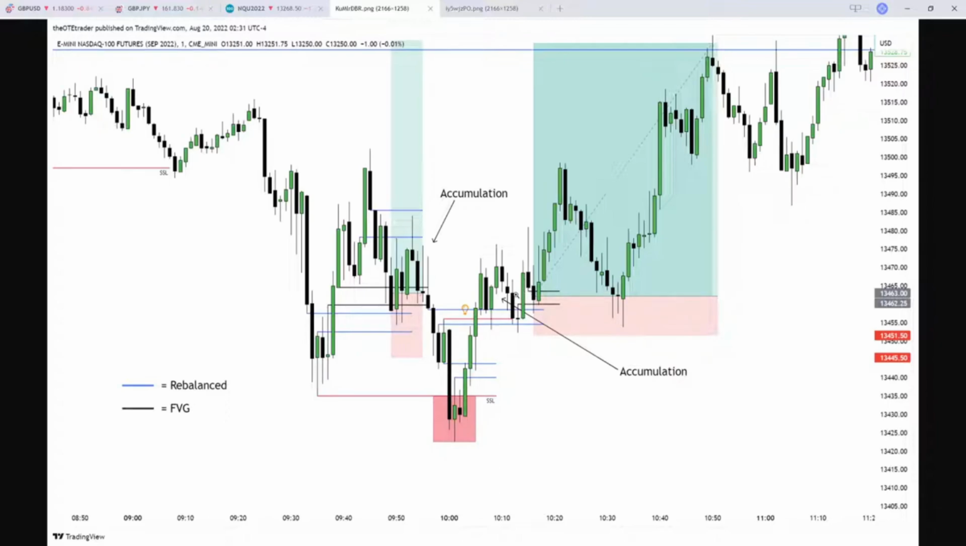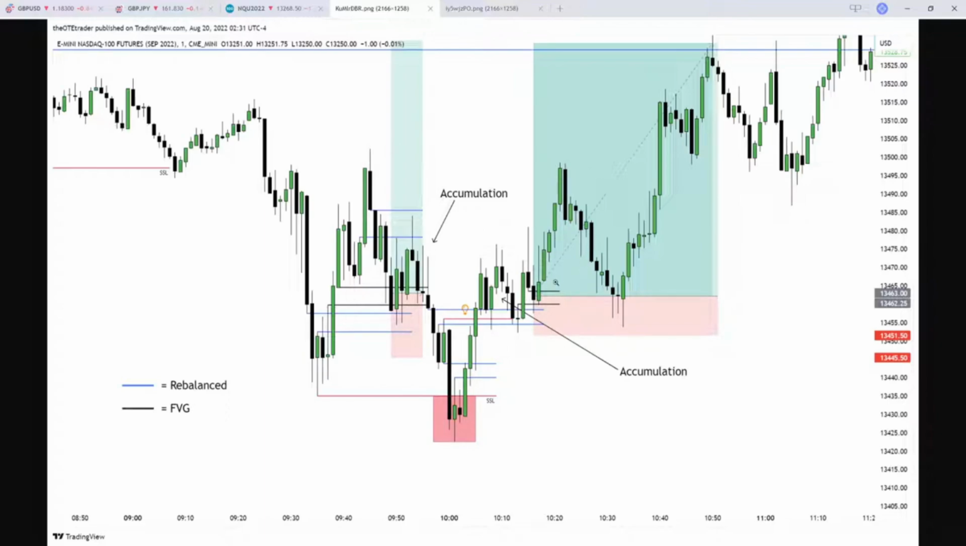Now, this displacement over here was my cue to go in, because we had this old fair value gap holding, right? So rebalanced price is holding on as a support. Then this fresh fair value gap got created. I entered, it was in discount, right? Because from this high to this low, this fair value gap is in discount. So we entered here, or at least I entered. Then price almost ran and took out this buy side liquidity, so I went break even.